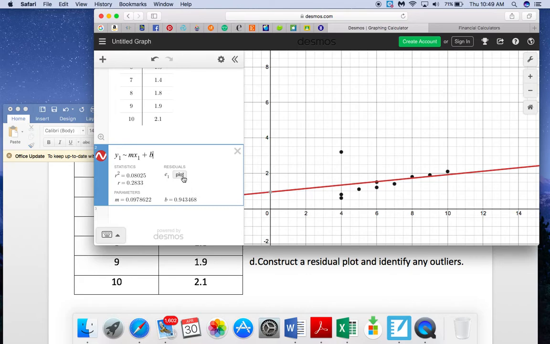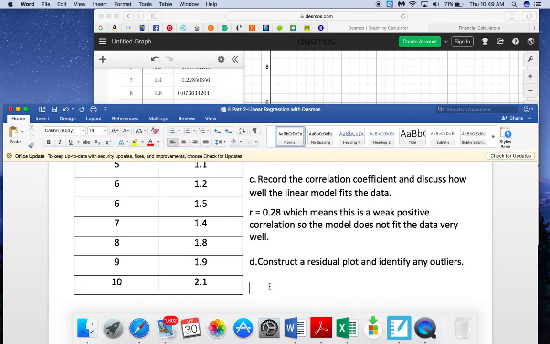So within Desmos here, if you click plot, notice it shows you these blue dots. The color may change, but it shows you this other set of dots that look very similar in placement to the ones from your original graph. So let's just make a note here. The residual value is the vertical distance between a point and the line of best fit.